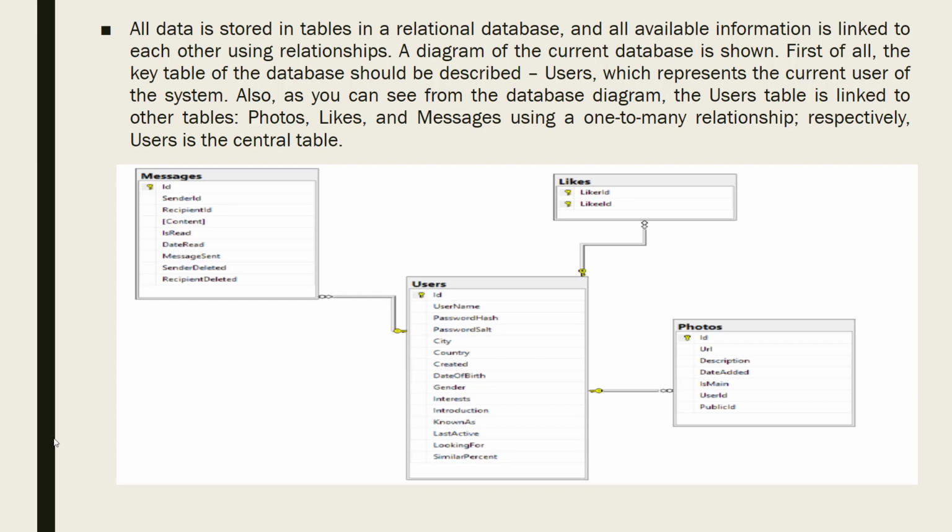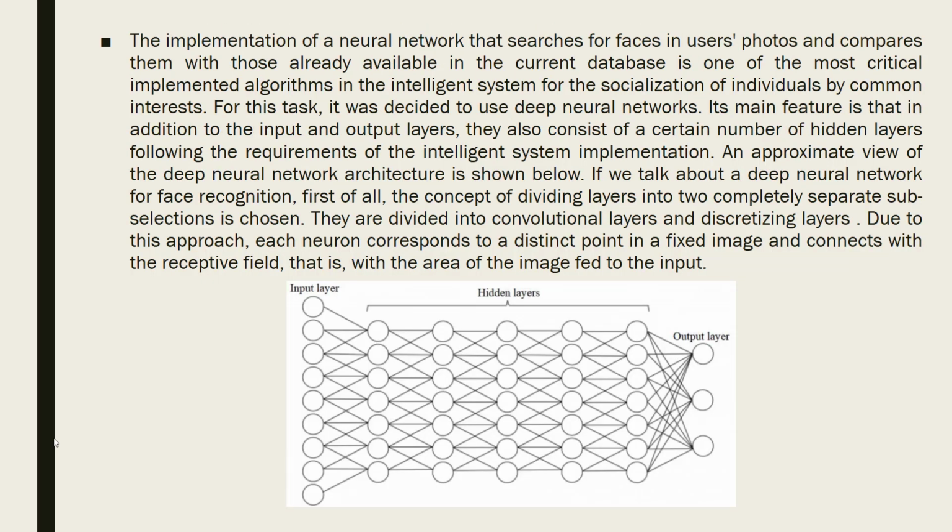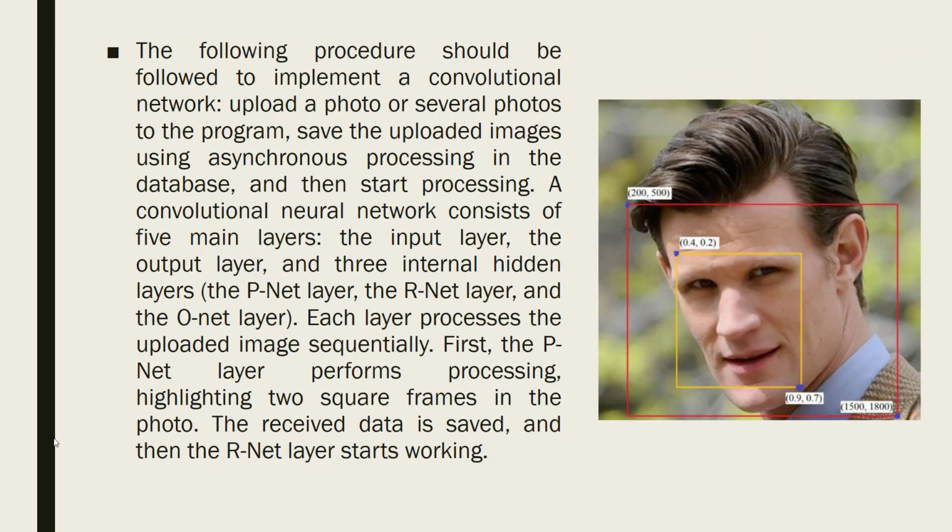Respectively, users is the central table. The implementation of a neural network that searches for faces in user photos and compares them with those already available in the current database is one of the most critical implemented algorithms in the intelligence system for the socialization of individuals by common interest. The following procedure should be followed to implement a convolutional network.